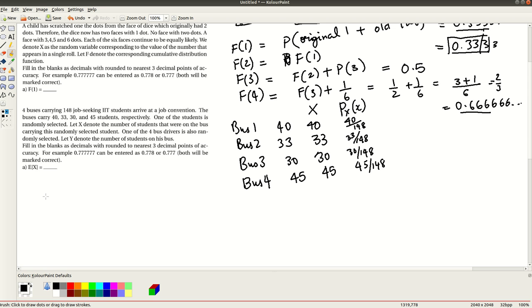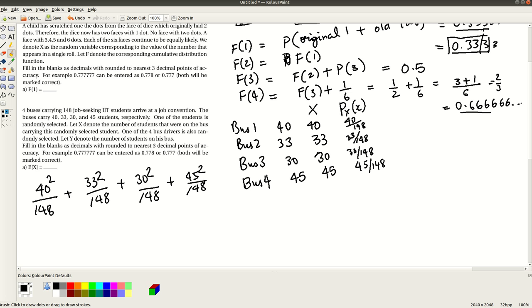So the first question was expectation of x. So now that is easy. You just take this, multiply and take this. So expectation of x is 40 square by 148 plus 33 square by 148 plus 30 square by 148 plus 45 square by 148. So let me just pause now and give you the answer that I get. Okay, so I did the calculation. So this is 37.932.